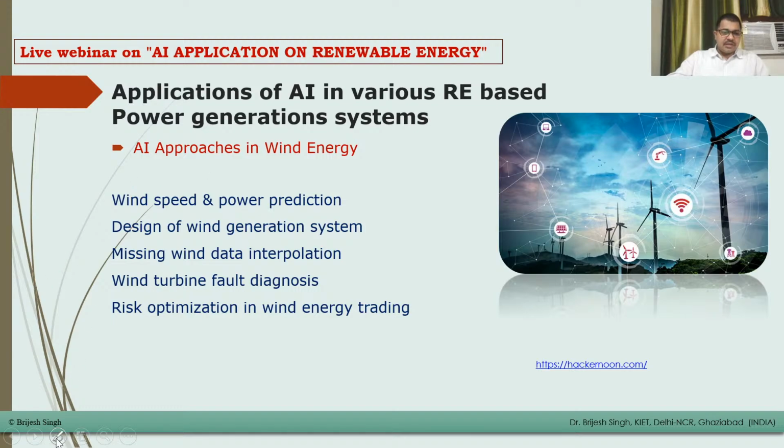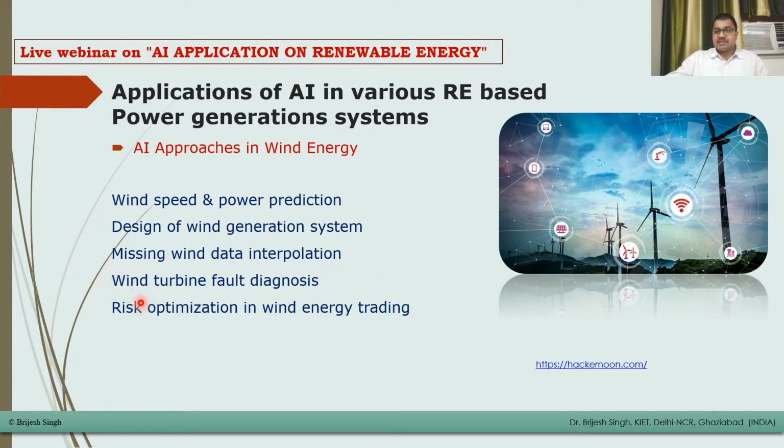So here you can see that in wind energy, for wind speed and power prediction we can use AI. For designing the entire wind generation system we can use AI-based technologies. Missing wind data interpolation: suppose you have a database and some of the data is missing from your complete database, so you can interpolate those missing data with the help of artificial intelligence.